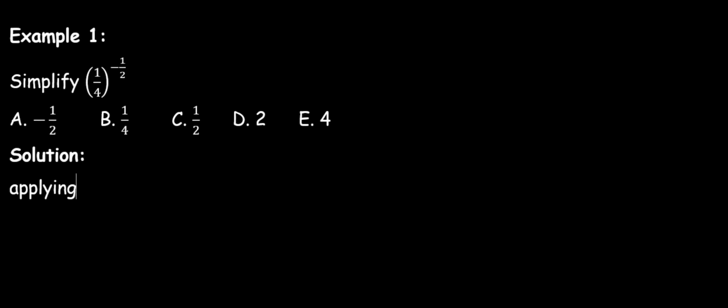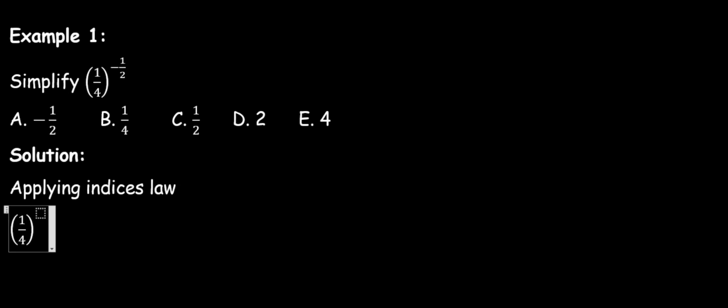Solution. Applying the indices law, (1/4) raised to power minus 1/2 is equal to (4) raised to power 1/2, and that is equal to 2. In natural sense, we have just taken the square root of 4.